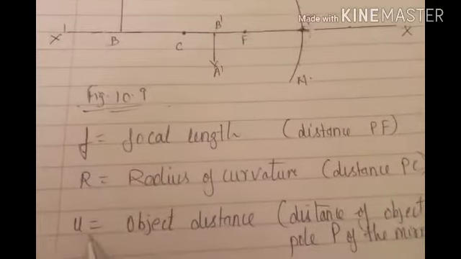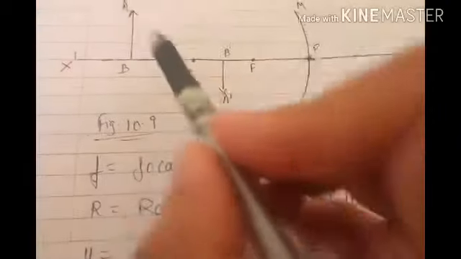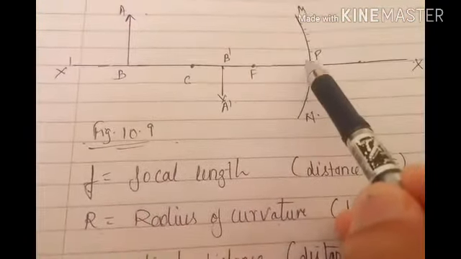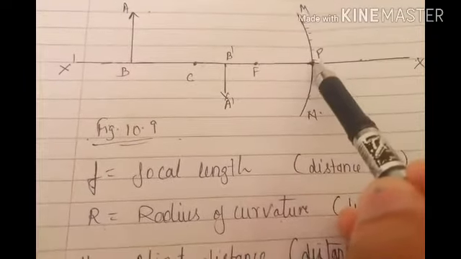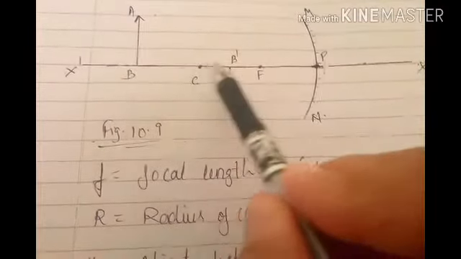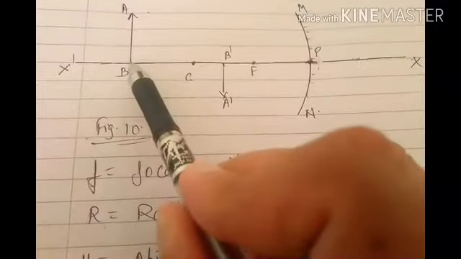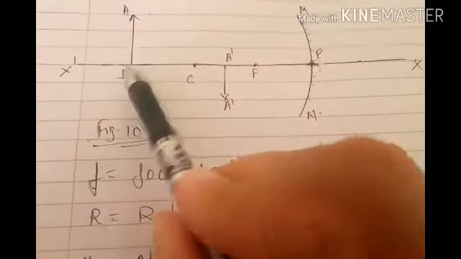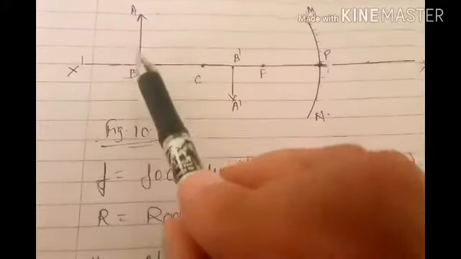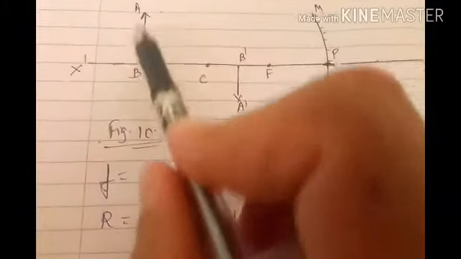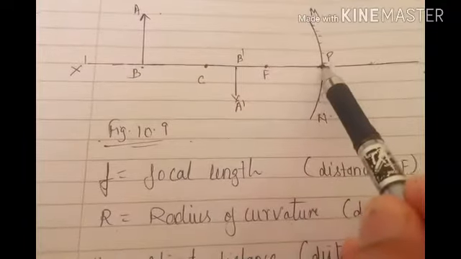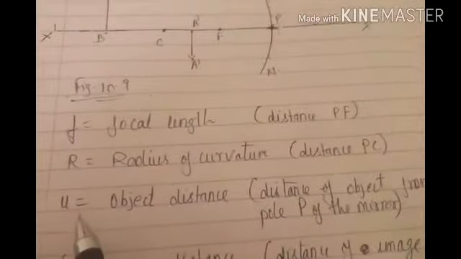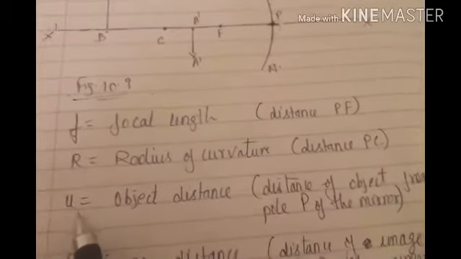Next is u, that is the object distance. Here AB is the object. Its distance from the pole of the mirror, from here to here, is the object distance. The object is located at this distance, PB for example. Object distance means the distance of the object from the pole of the mirror, and it is represented by the small letter u.